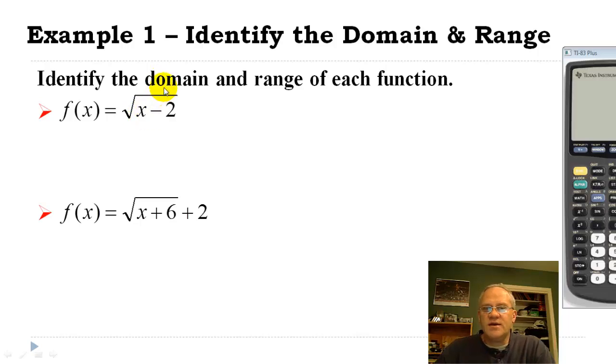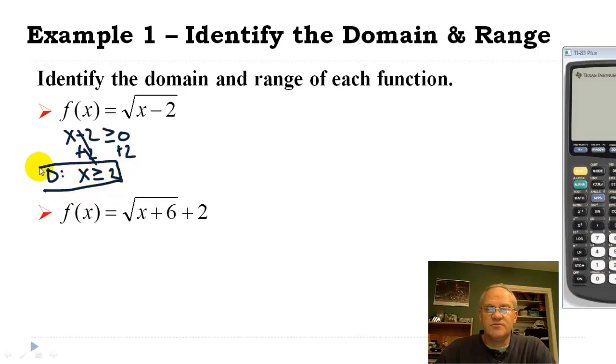So to find the domain, we want x minus 2, or whatever's under the square root, to be greater than or equal to 0, in other words, positive. You can't have x minus 2 being negative, so it has to be greater than or equal to 0. So we solve this: plus 2, plus 2. We've got that x has to be greater than or equal to 2. That is our domain on this one.